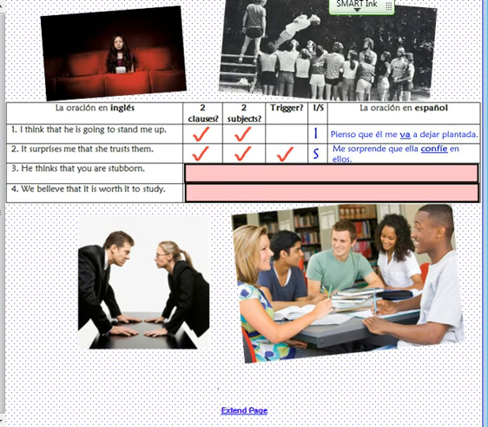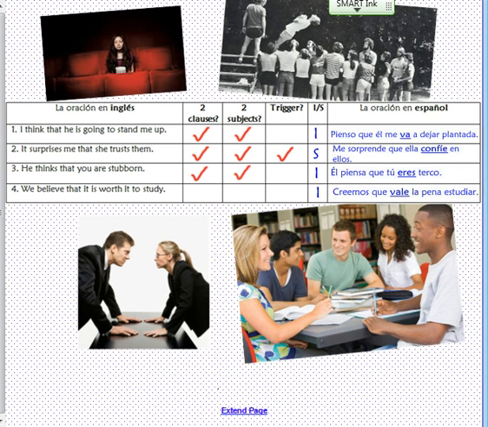Número dos, we now have all three qualifications that we need. We have two clauses and two different subjects, and sorprender is a trigger phrase because it's expressing emotion. So in this case, the second verb needs to be conjugated in the subjunctive. Number three, he thinks you are stubborn. Once again, the verb pensar will never ever trigger the subjunctive because it's stating what is considered to be fact or belief from the point of view of the speaker. So our second verb needs to be in the regular indicative.